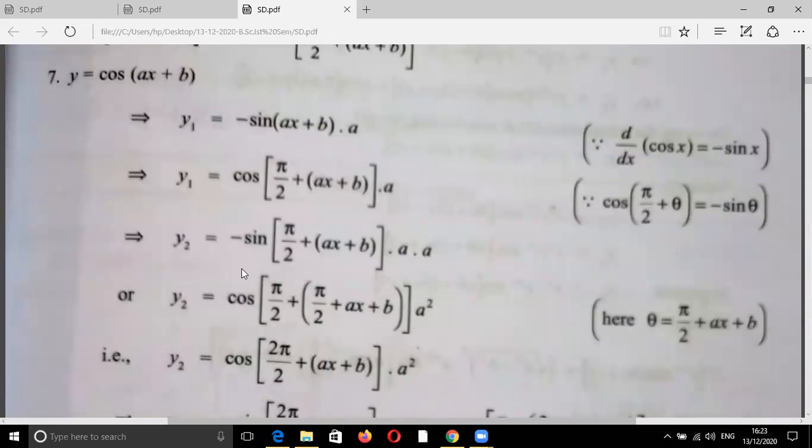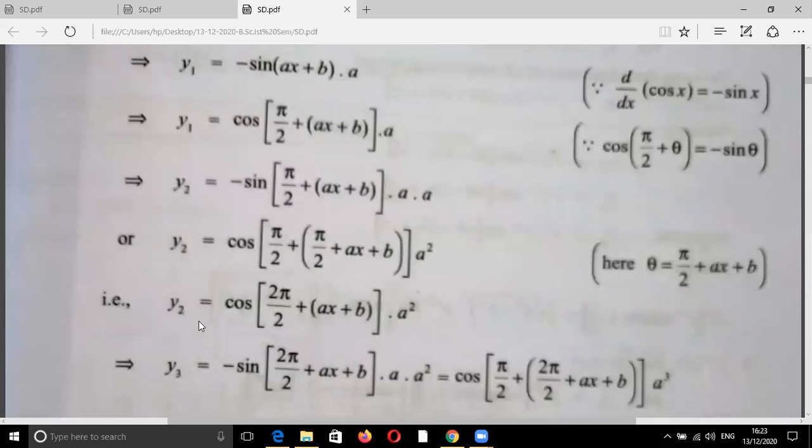Okay, now y2 equals minus sin of (ax + b + pi/2). You are differentiating cos, so you get minus sine of that angle, and our a is already there. Again, the inner derivative of the pi by 2 term is 0, so you get a into (1 plus 0), which is a, and a into a is a square. This you are writing as cos of (pi by 2 plus theta).